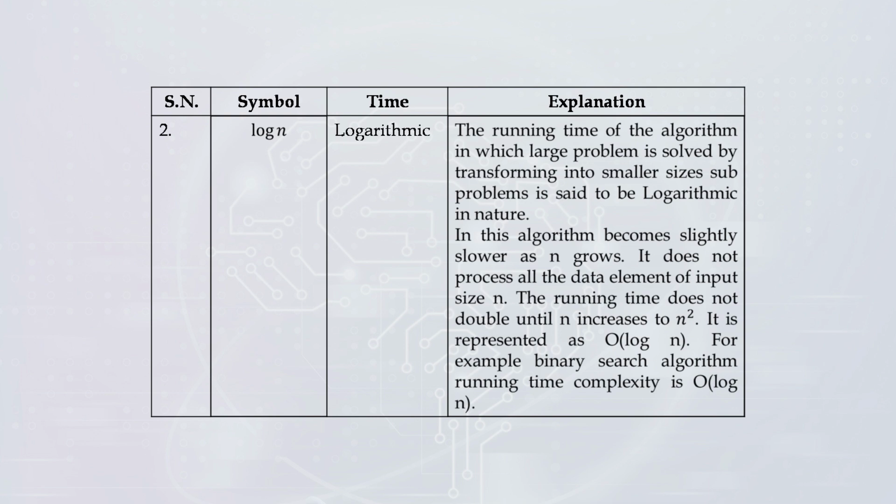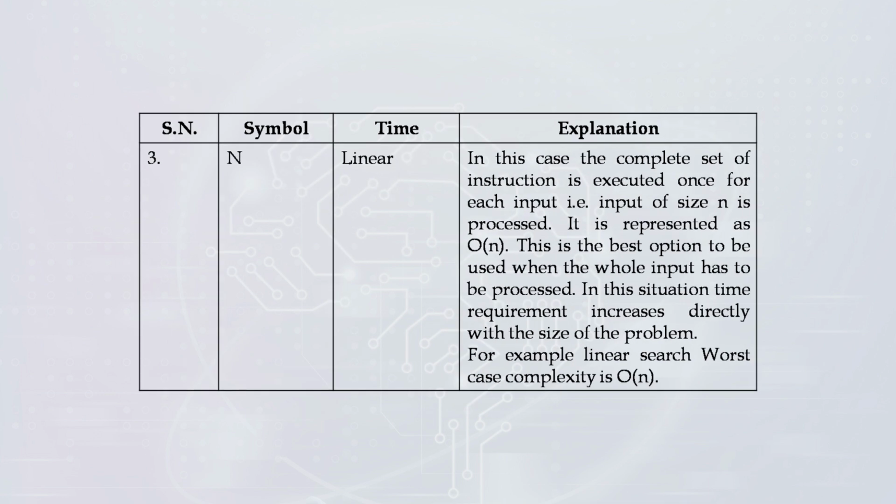Next is linear time. At what condition can we get the linear time complexity? In this case the complete set of instructions is executed once for each input, that is, input of size n is processed. So it is represented as big O of n. This is the best option to be used when the whole input has to be processed. In this situation time requirement increases directly with the size of the problem. For example, linear search worst case complexity is big O of n.